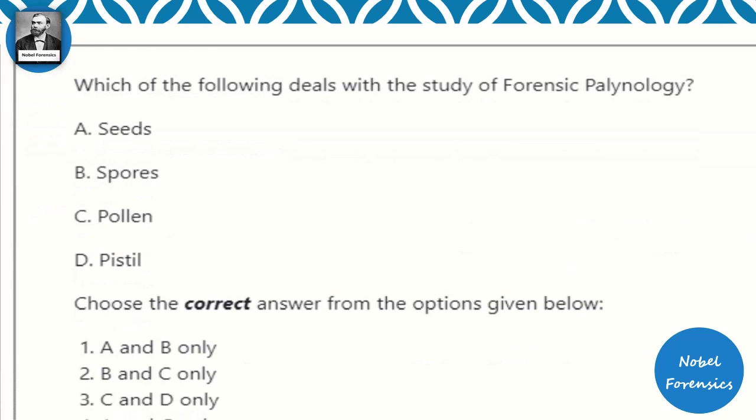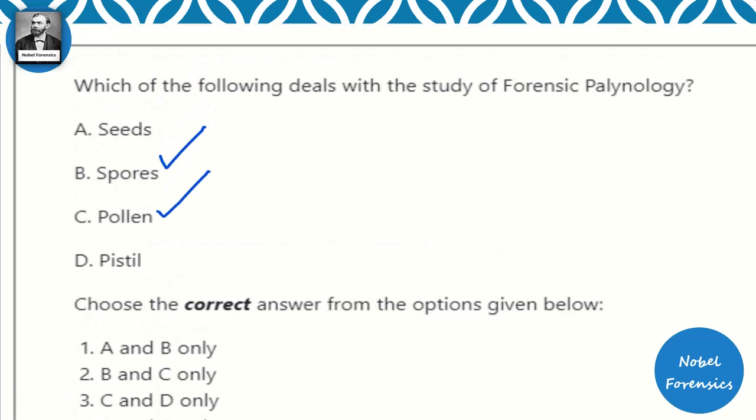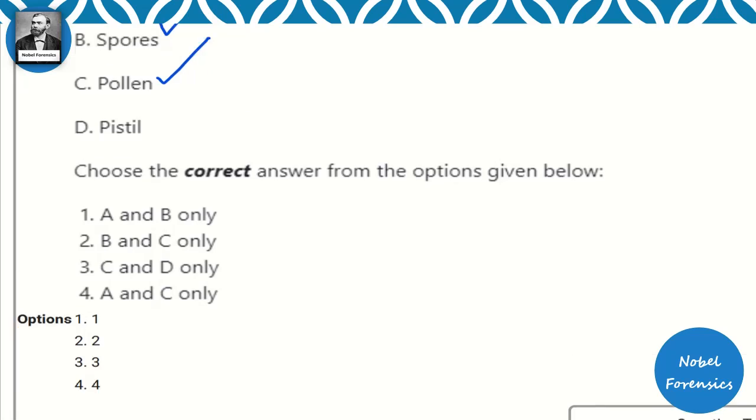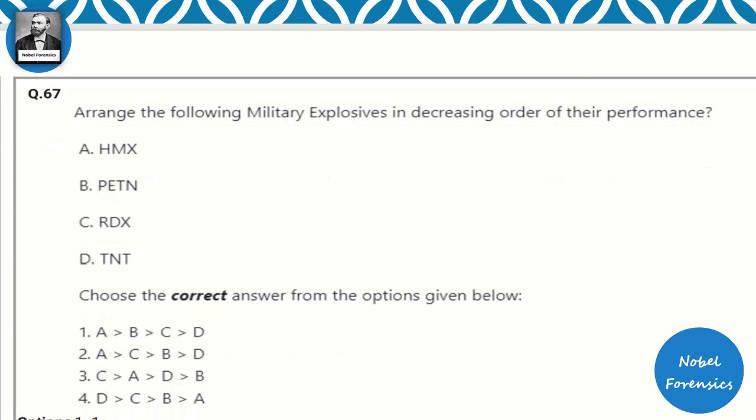Then coming to the next question, which of the following deals with the study of forensic palynology? It is mainly about pollen grains and also about spores. There are 2 questions related to palynology in a single question paper. Here B and C are correct. So option 2 is correct. Then coming to the next question, arrange the following military explosives in decreasing order of their performance. They mentioned HMX, PETN, RDX and TNT, 4 military explosives. The highest performing one is HMX, then RDX, next PETN and TNT. So here A, C, B, D.